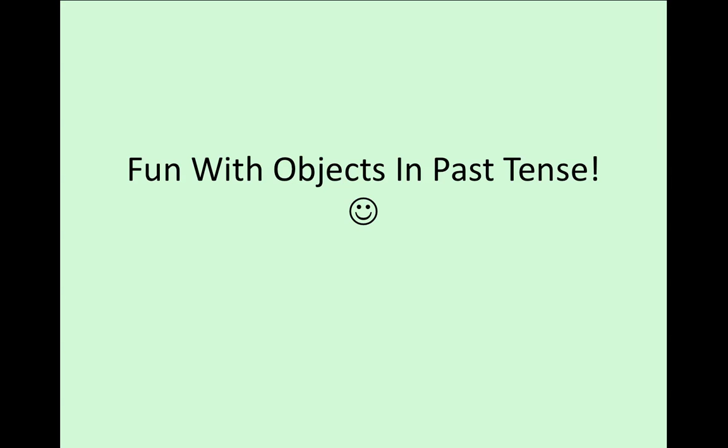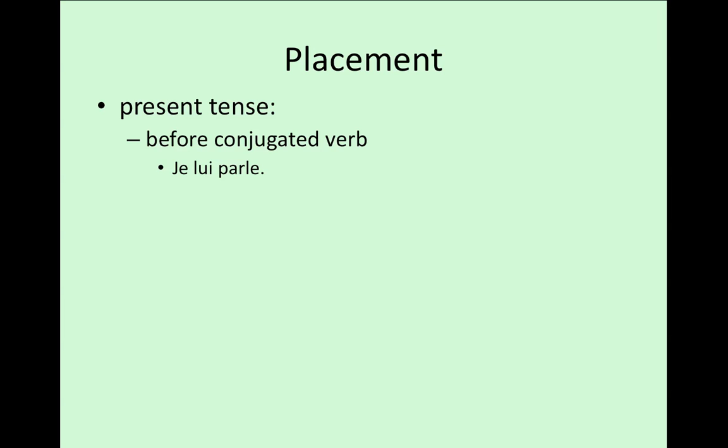So the first thing to do is to figure out where the object pronouns go in terms of the sentence. In the present tense, if you remember, the object pronoun comes right before the conjugated verb. So for instance, if you want to say, I speak to him or I speak to her, you're going to replace to him or to her with the object pronoun lui, and then you're going to put it right before the conjugated verb in the sentence. So it becomes je lui parle, because parle is the conjugated verb.